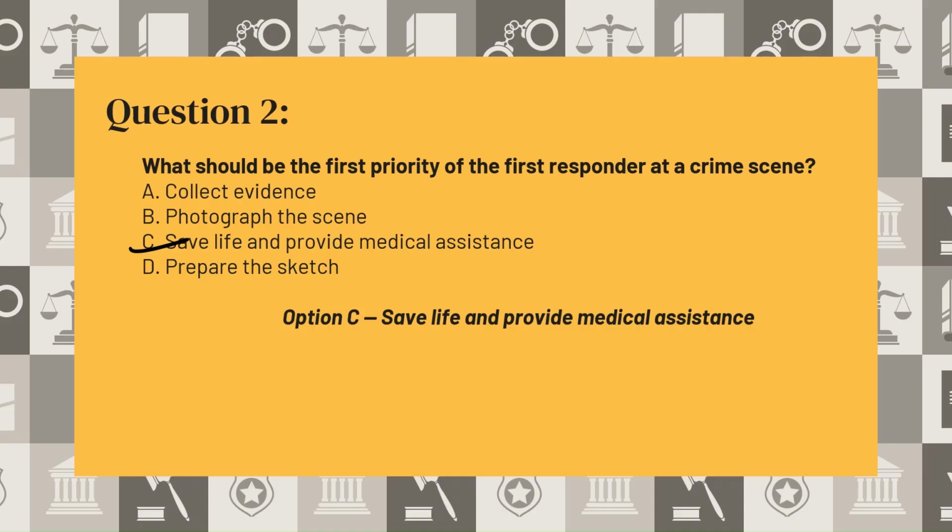Now, many students immediately think about protecting the evidence. And yes, evidence is extremely important, but there's something even more important, which is human life. If there's any possibility that a victim is still alive, providing medical assistance is always the first priority. Evidence can often be preserved later, but a lost life cannot be brought back.